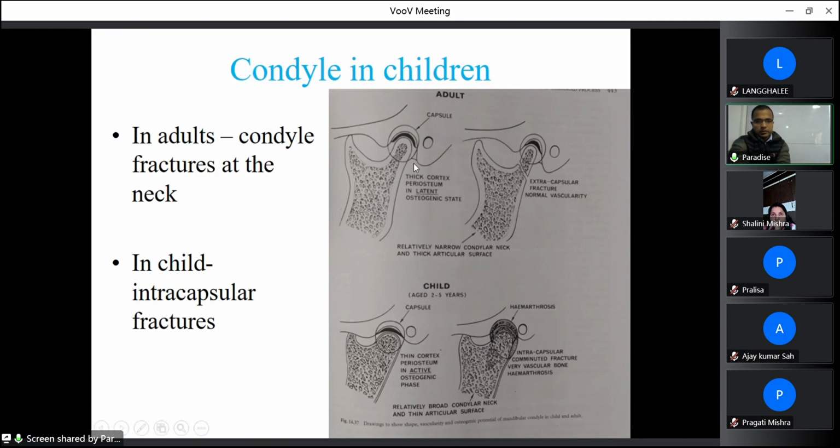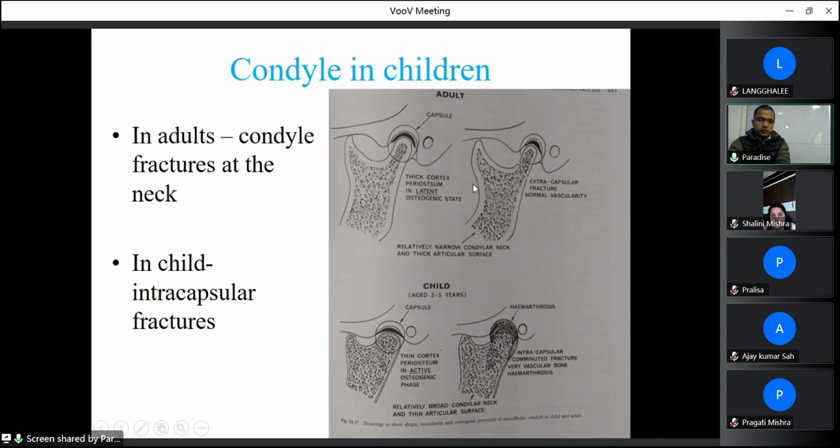But in case of adult, as you can see, the condylar neck is comparatively thinner than the condylar head. The cortex is thick. The cells which are present in the bone marrow are in latent stage. They are not in active osteogenic phase, and most of the fractures which are present in adults are below the capsule. They are either subcondylar fractures or condylar neck fractures.